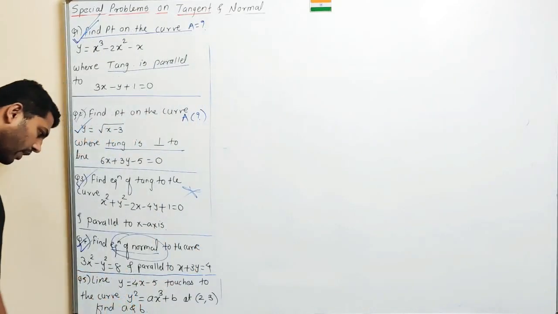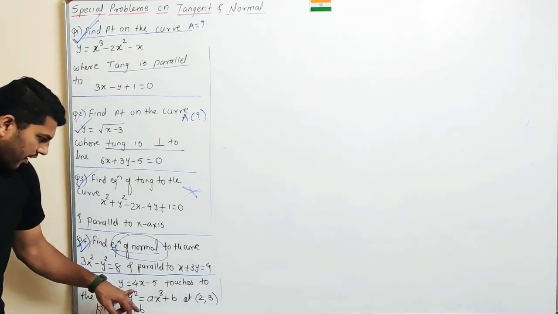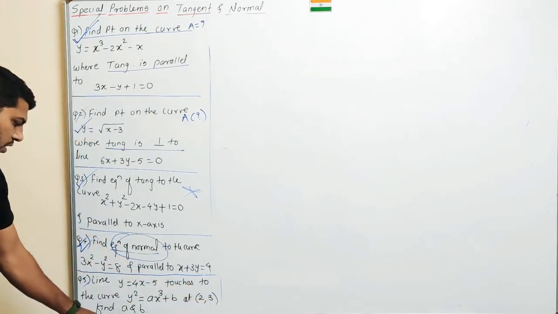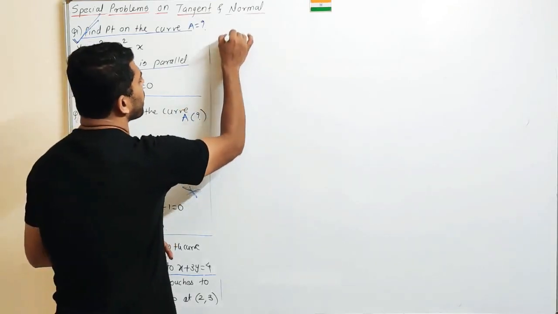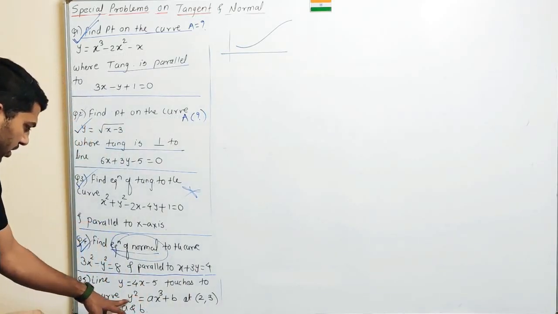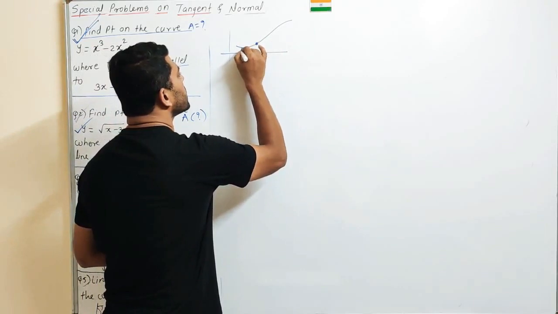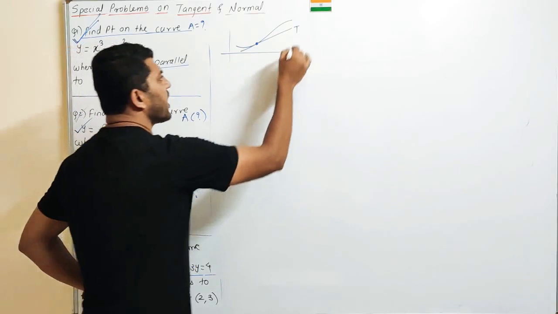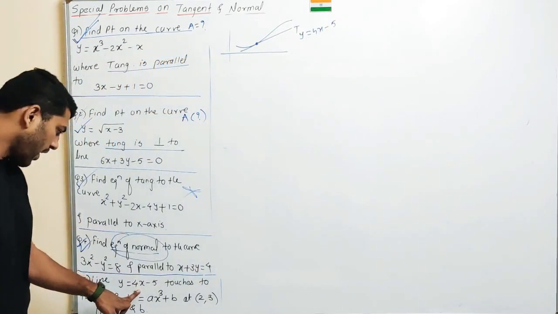So okay. Then the last problem from this section. This line touches this curve at point (2, 3). Find the values of a and b. According to them, this is the equation of curve, and I am drawing it tentatively. This line touches the curve, which means the line is tangent. So the equation of tangent is actually given: y equals 4x minus 5 is the equation of tangent.